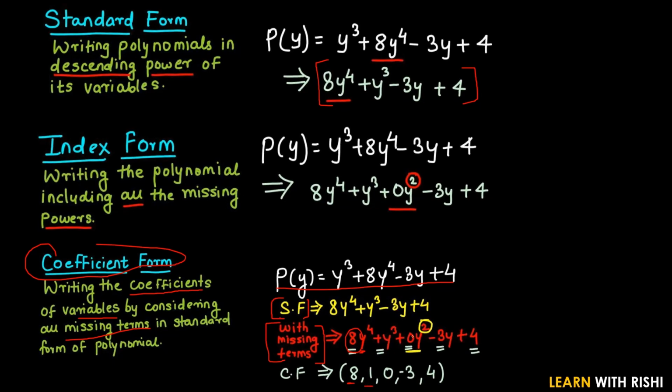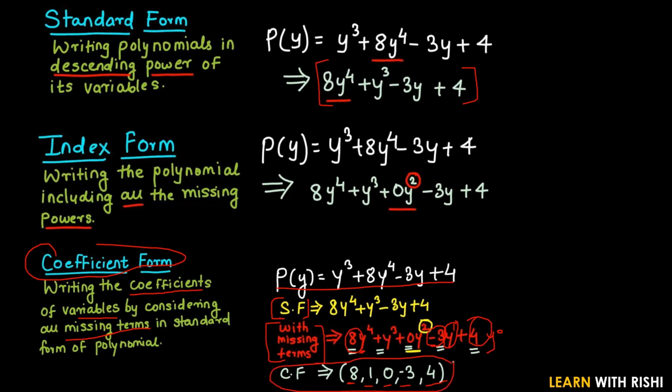Then for y square, the coefficient is 0. So comma 0. Then here minus 3y. Power of y is 1 here. Coefficient of y is here minus 3. You have to also look at the signs. So minus 3. And last, it is a constant. Constant, that is y raised to 0. This is also a coefficient, right? So it is a 4. So this is how we write the coefficient form.